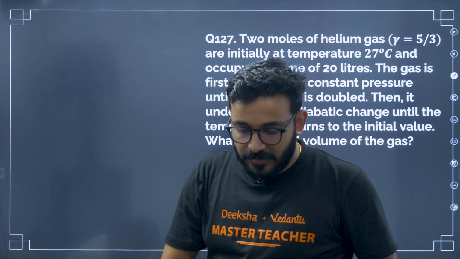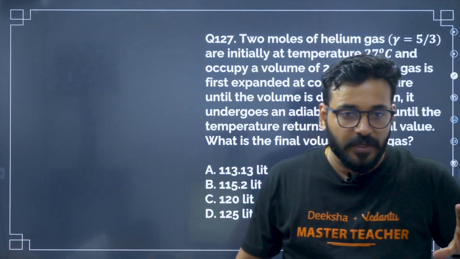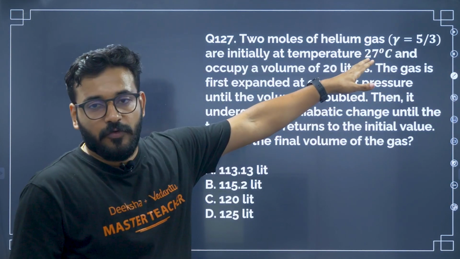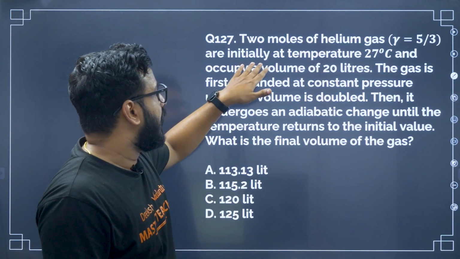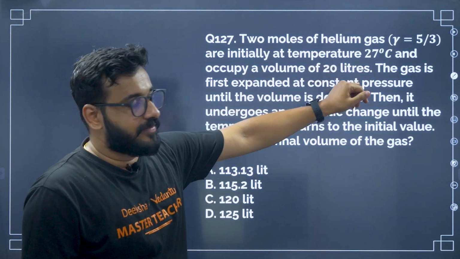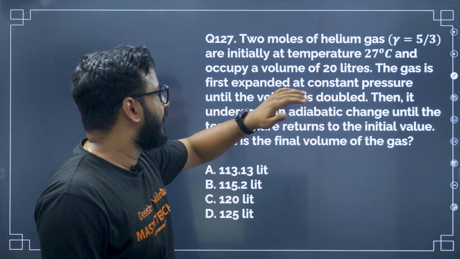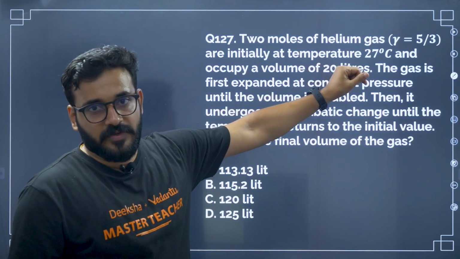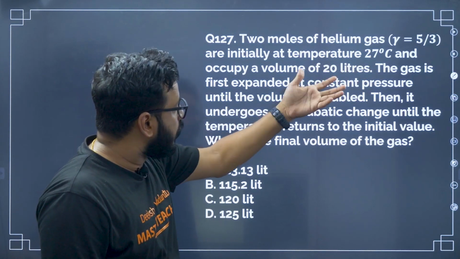Now let us go through this chronology one by one. First, we are given a gas, helium gas. Of course, the gamma value is given as 5/3, and initially the temperature is 27 degrees Celsius and it occupies a volume of 20 liters. All that is given, but pressure is not given. So the first thing we notice here is that pressure is not given. How do we find pressure?